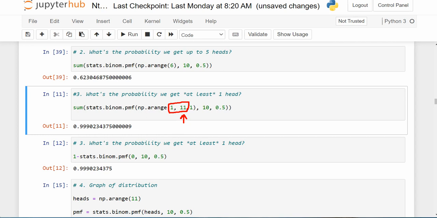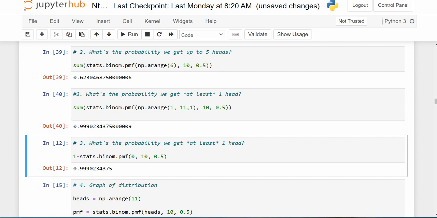Why? Well, because the only value in here where we don't get at least 1 head is if we had 0 going in here. So we're going to get all the other numbers, 1 through 10, from the NumPy range, but we're not going to get the 0. Okay, and let me quit drawing on that. And what's the probability of getting at least 1 head? Well, we do this thing 10 times, right? So the probability should be high. Let's take a look. And yeah, you see that it's really close to 1. So this is going to happen about 99.9% of the time.